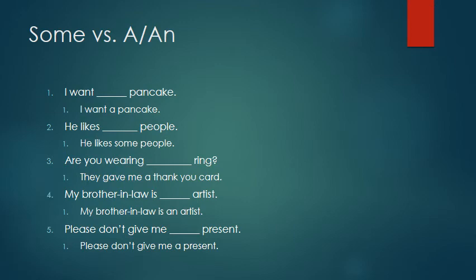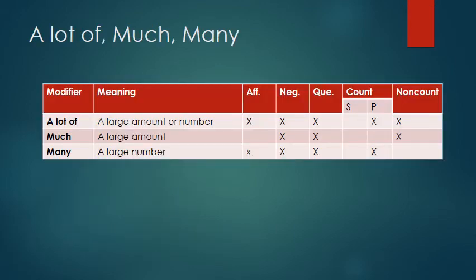Okay? So moving on to the next table, and this is on page 173, and this is the difference between a lot of, much, and many. Now let's take a look at the meaning of these ones. So we look at a lot of, and we see that a lot of means a large amount or number. So it can be used in affirmative, negatives, and questions. It can only be used with plural count nouns and also with non-counts.